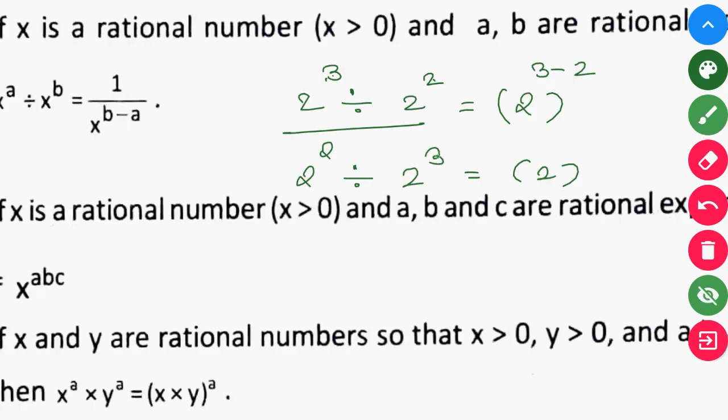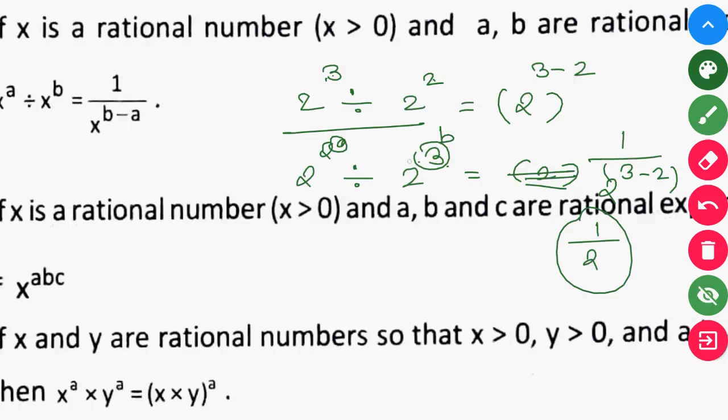So instead of subtracting 3 from 2, what I can do is 1 upon 2 raised to b. This is b and this is our a. So b minus a, that is 3 minus 2, we will do. So our answer is 1 upon 2. If we don't do that, we still get the same answer.